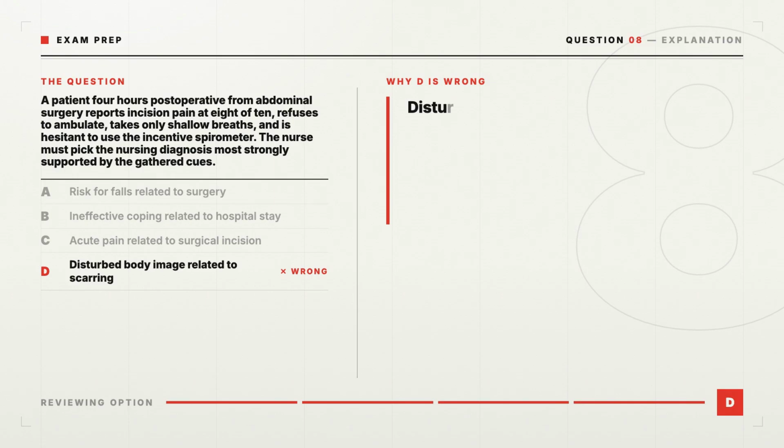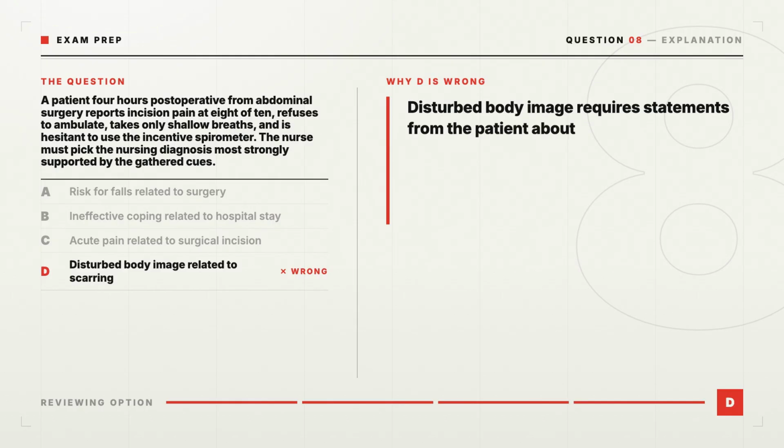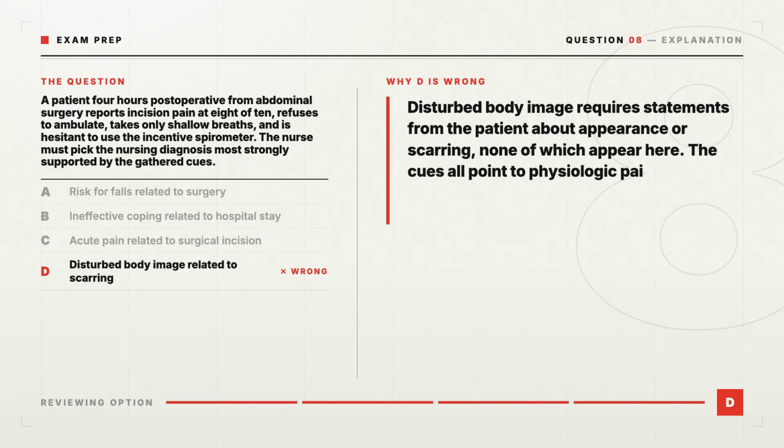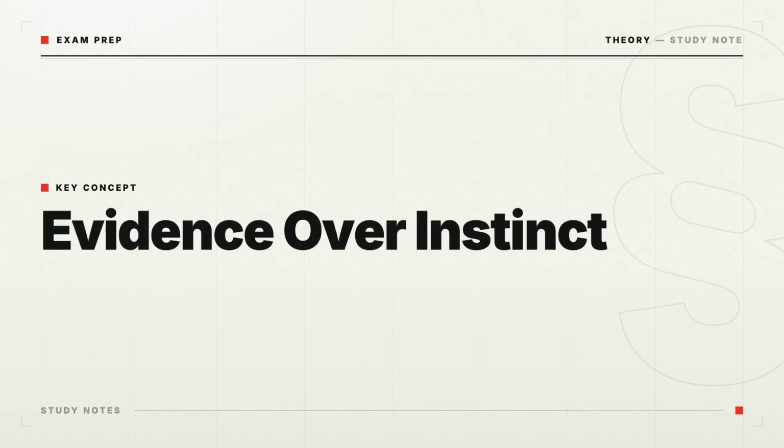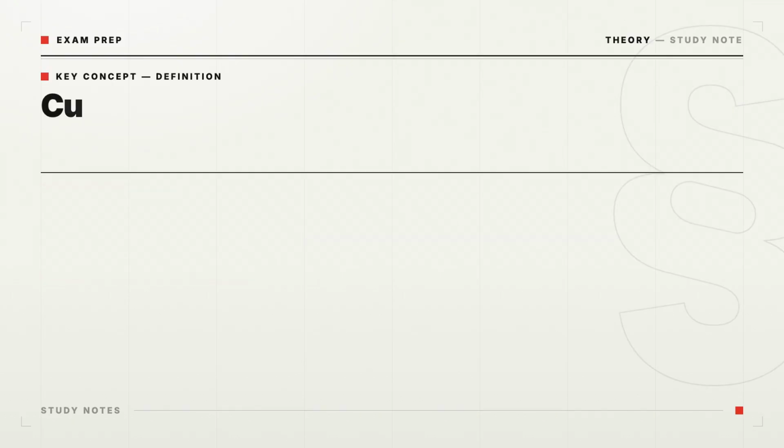D is wrong because disturbed body image requires statements from the patient about appearance or scarring, none of which appear here. The cues all point to physiologic pain, not psychosocial concerns about how the body looks. Choosing a nursing diagnosis isn't about picking the label that sounds most serious. It's about evidence, the patient's own cues called defining characteristics that match the diagnosis.